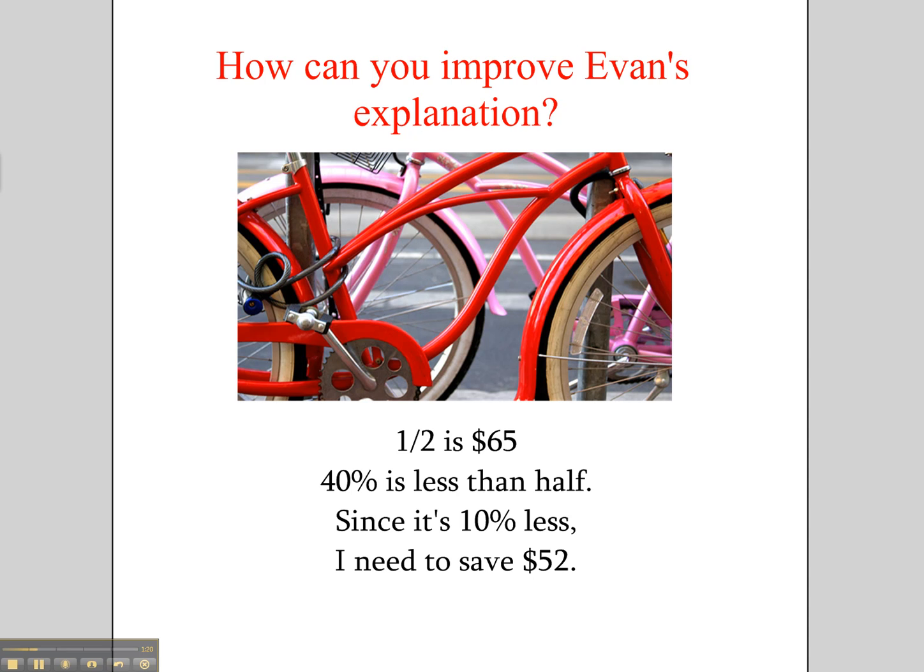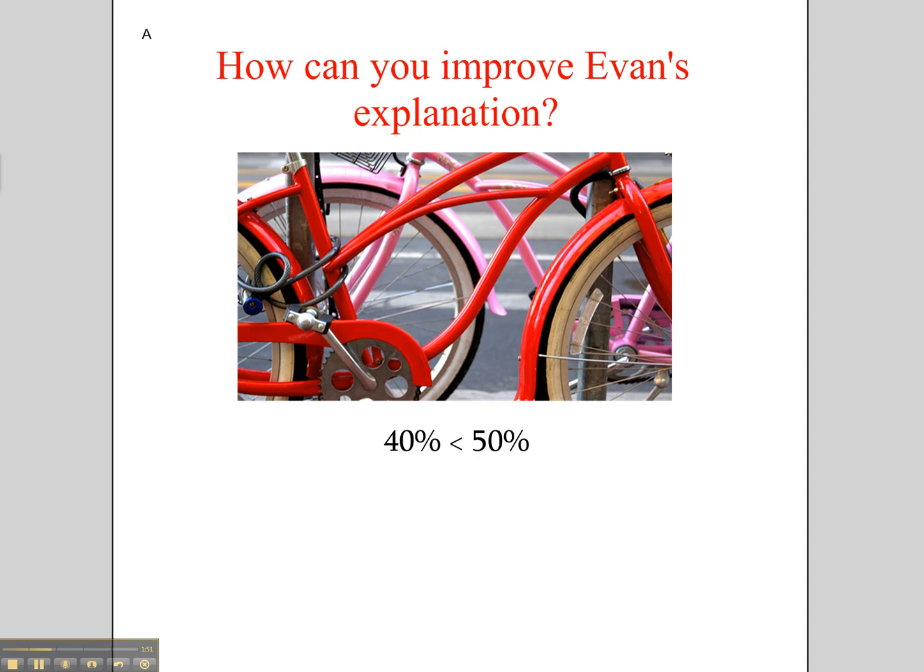Welcome back. Hopefully you put that on pause, and now we can take a look at how we can improve Evan's answer. Question A asks, use Daniel's suggestions to improve Evan's explanation. Well, Daniel says this: Evan could explain why he started with half and how he knew half was $65. He could also explain how he knew that 40% was less than half. And he could also say how he got $52 and how $52 related to 10%, and he should have checked his answer. So here's how we're going to do it.